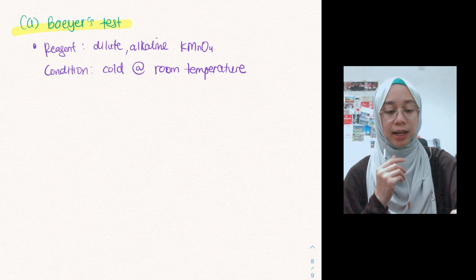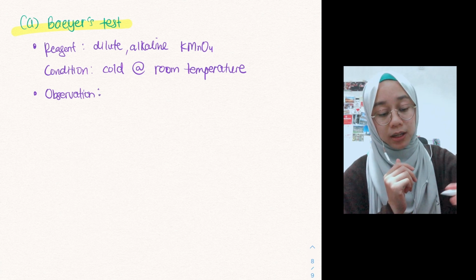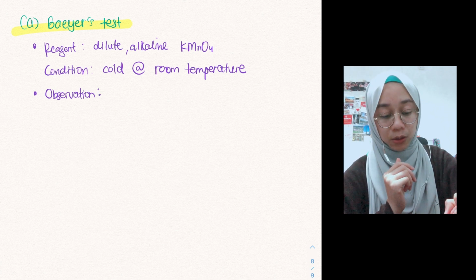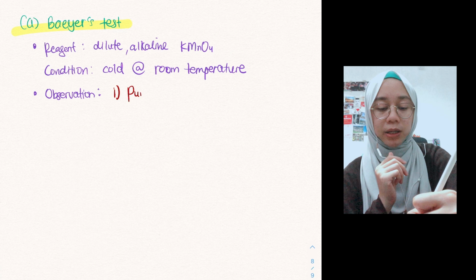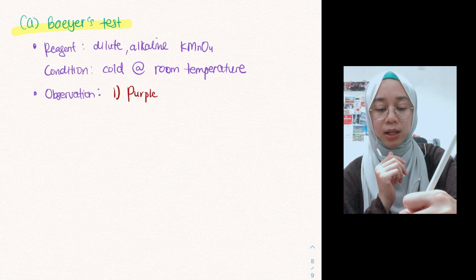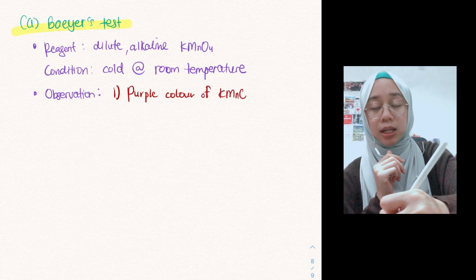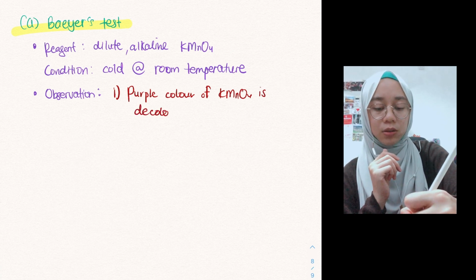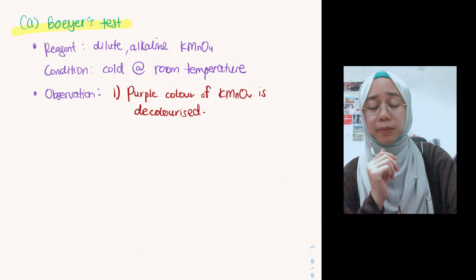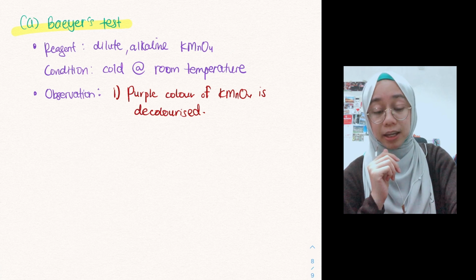Barulah kita boleh bezakan. So untuk observation pula, in the case of Bayer's test, ada dua benda yang kita kena observe, dan dua-dua kamu kena bagi tahu. The first one, you need to mention about the colour of the KMnO4. So purple colour of KMnO4, what's going to happen adalah dia akan jadi colourless. So it is decolorized. Ataupun purple colour of KMnO4 turns colourless ataupun changes to colourless, that's totally fine. Boleh je nak guna itu.